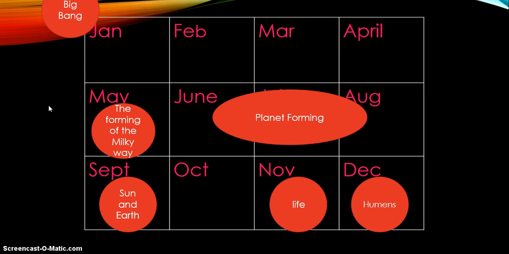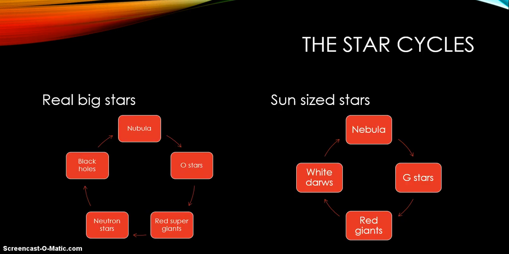Guys, we've finally come to an end for my power. Oh, actually, we haven't come to an end. The star life cycles. This is something that I really wanted to show you. These are the real big stars. Remember the O stars? It starts out as a nebula, like the sun-sized stars over here. Then it swells into an O star.